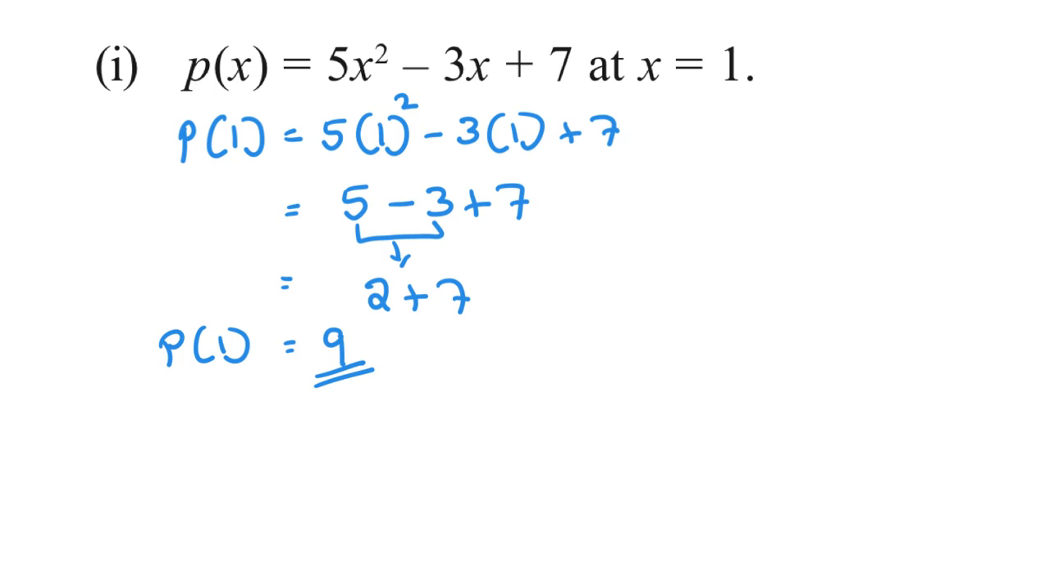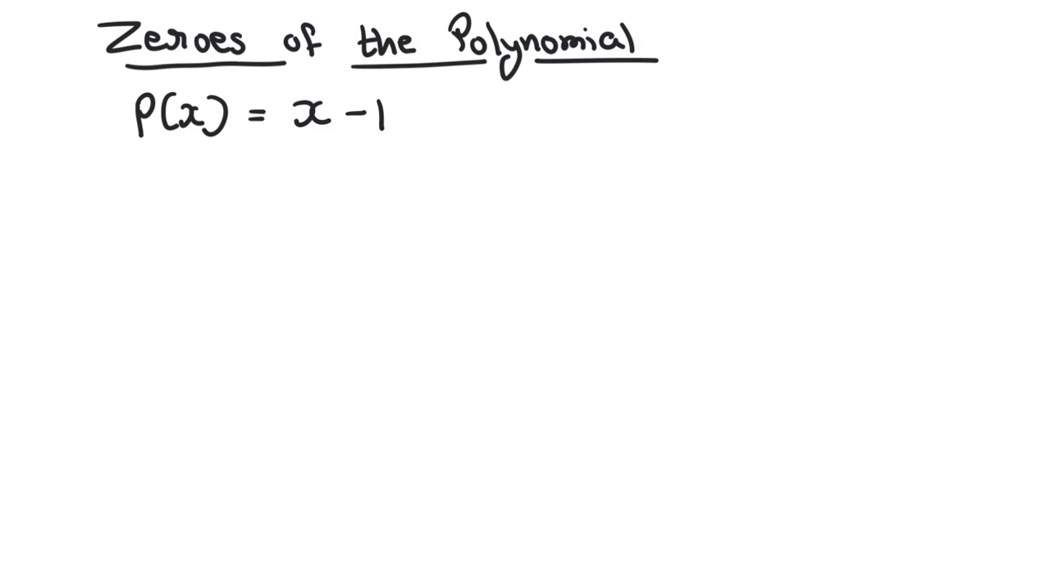Understand how you find the value of a polynomial? Simply take the value of x and plug it in place of x wherever it is in the polynomial. Let's try another one. Look at this polynomial. P of x is equal to x minus 1.